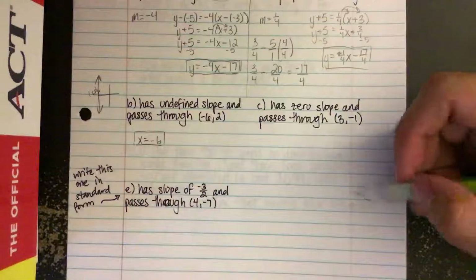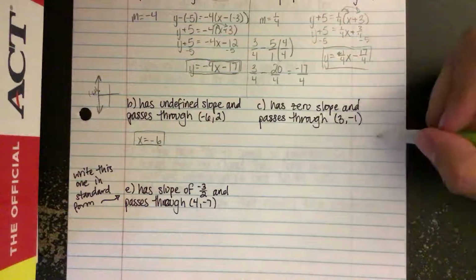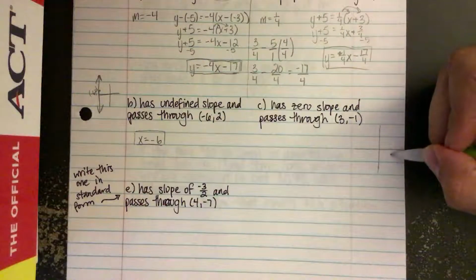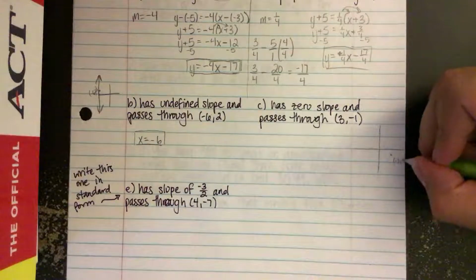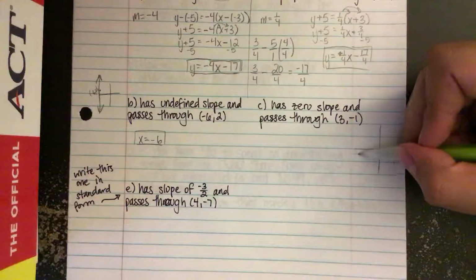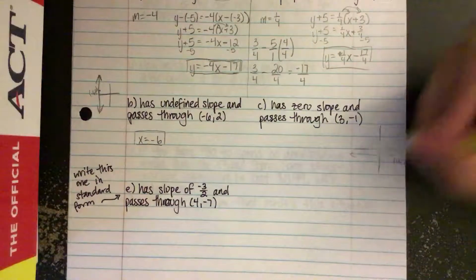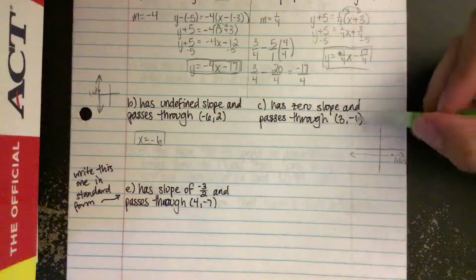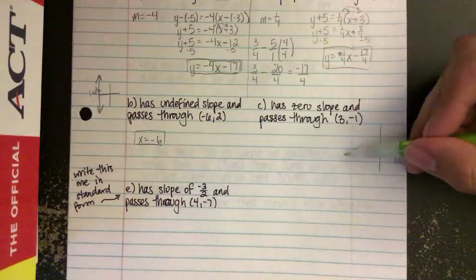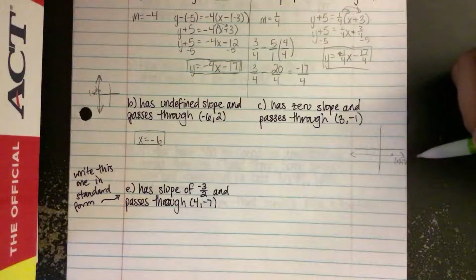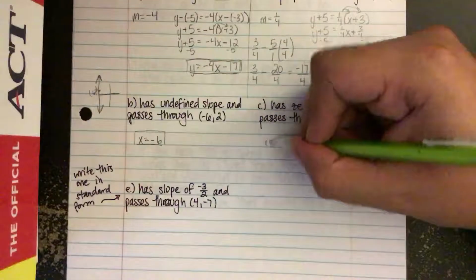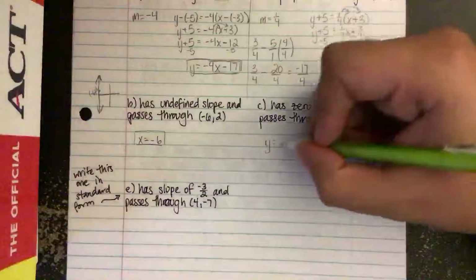Same idea for part C. Has 0 slope and is passing through 3, negative 1. Over 3, down 1. There's my estimate for negative 3, 1. Sorry, I keep doing it backwards. Positive 3, negative 1. And it's a horizontal line because we have 0 slope. Okay, well here it's the opposite of this one. I am passing through negative 1 as a y value all the time, but I can be whatever x value I want to be. Well, then that means that my y is equal to just negative 1.